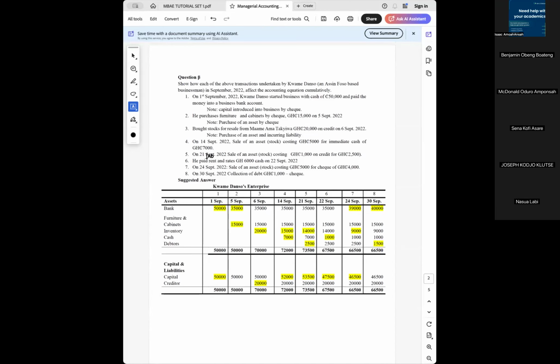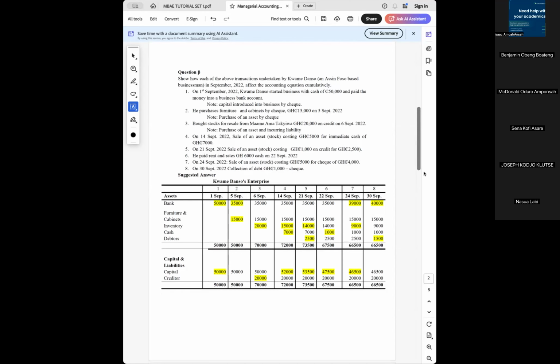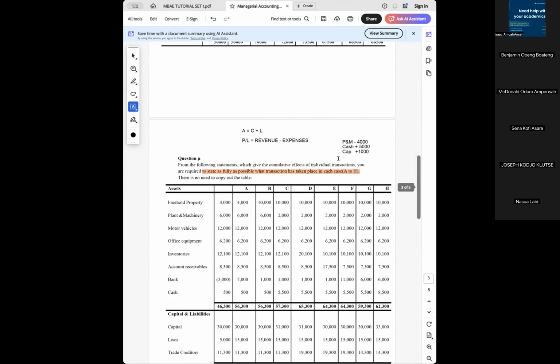So on 21st September, sale of asset or stock costing 1,000 cedis on credit for 2,500, right? We said that we can see that there was a profit element of 1,500 here. They did not communicate to us that with a profit. The item cost 1,000 and then we sold it for 2,500. So impliedly, there was a profit. And I'm saying again that when you sell for profit, you may not really need to communicate the profit bit in the transaction, right?